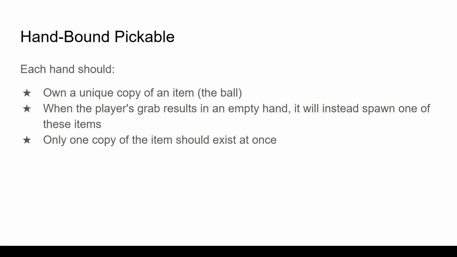Okay, so before we actually get started implementing this, I just want to talk about what we want. Each hand is going to own an item, which in this case is the ball. And if the player tries to grab and doesn't actually grab anything, it's going to spawn whatever item we drop in this slot. Of course, only one copy of the item should exist at once. We're not going to have the player spawning an arbitrarily large number of objects, especially in VR. It's going to crash the game.